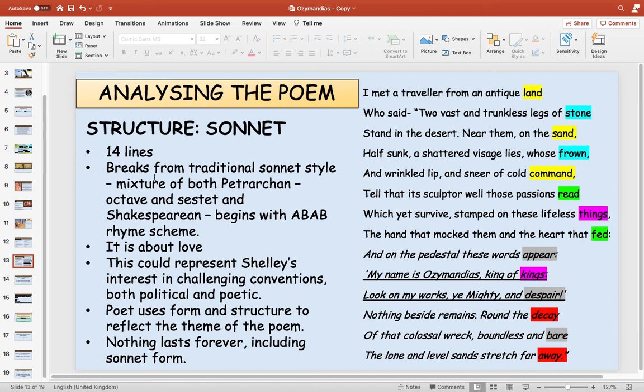ego. Now, thinking about the structure and how Shelley changed the sonnet to fit what he wanted to write, we could say that that represents Shelley's interest in challenging conventions, both political and poetic. So the poet uses form and structure to reflect the theme of the poem, which is that nothing lasts forever. And he did that quite cleverly in saying that the sonnet form doesn't even last forever, it is changeable.